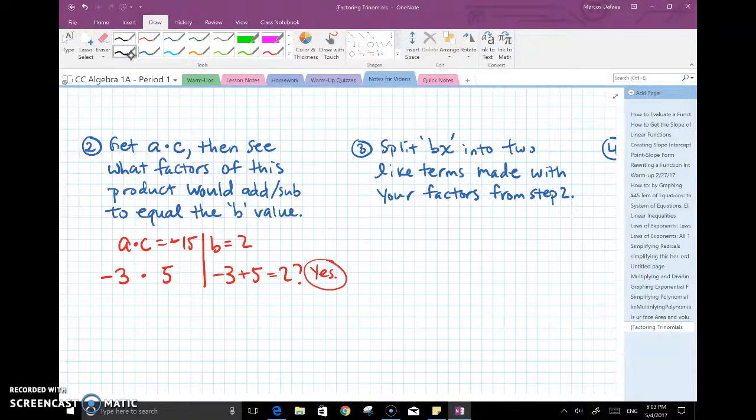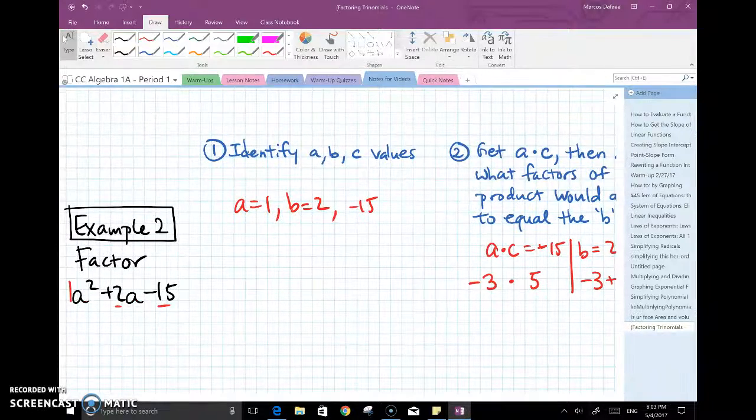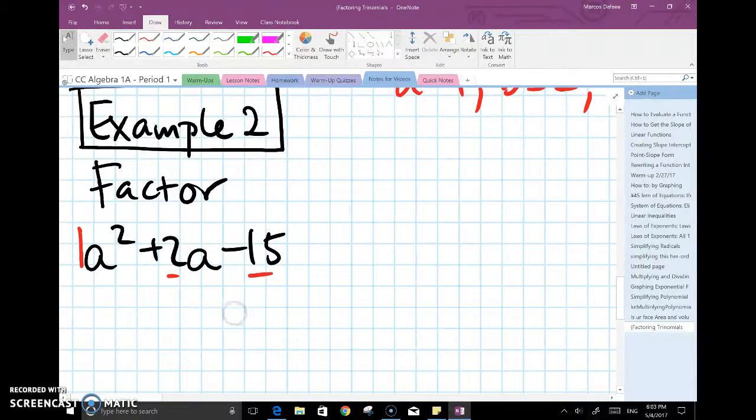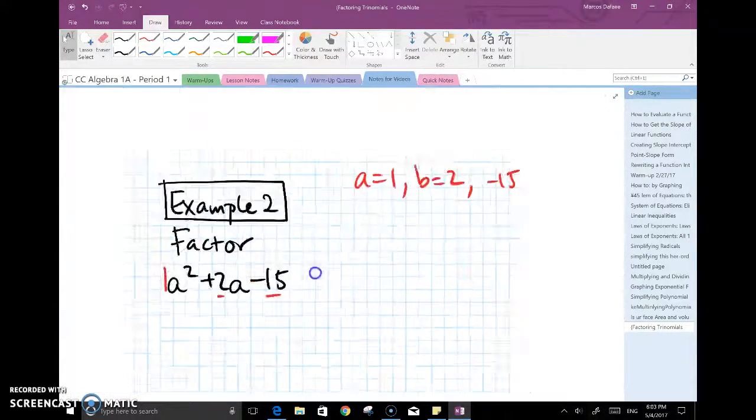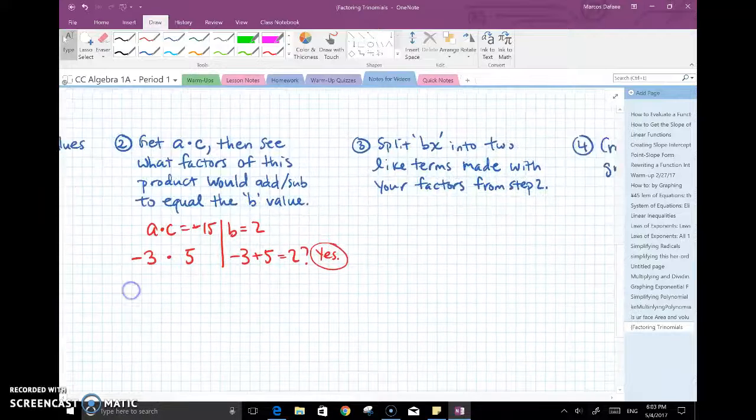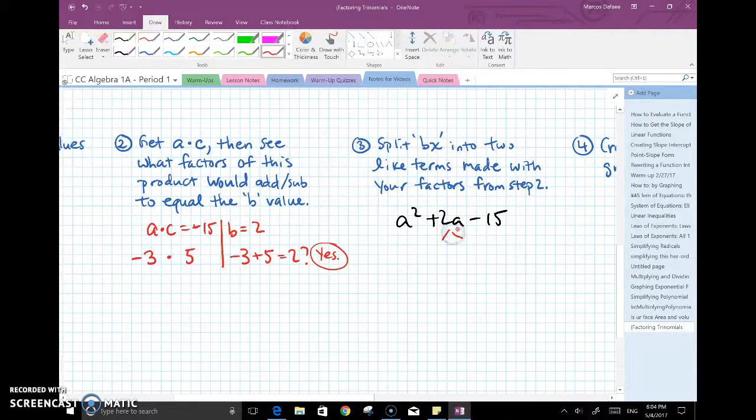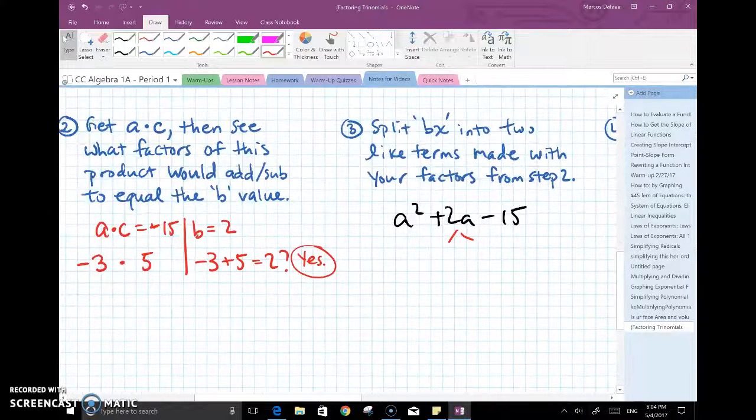In step 3, I'm going to take my polynomial, which is a squared plus 2a minus 15. What I'm going to do with that is split the middle term to represent 2a as a combination of negative 3a and 5a, okay? Negative 3a plus 5a makes 2a.